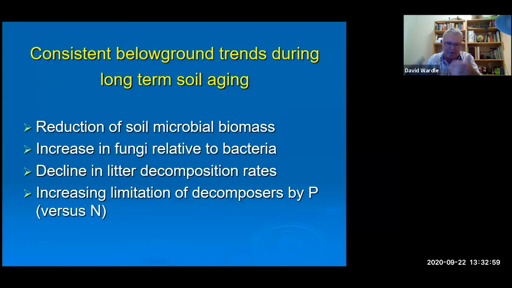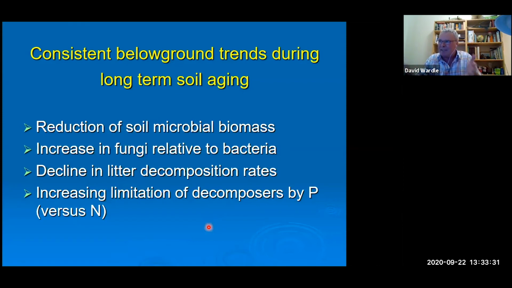Now, we also have corresponding effects below ground. We've done quite a number of studies along this line in the last 15 years. I won't give any data, I'll just summarize what we generally find. And that is that as the soils age and plant biomass declines, we get a reduction of the soil microbes, the bacteria and fungi that carry out decomposition. Increase in fungi relative to bacteria. Fungi are associated with nutrient-limited conditions. Declines in litter decomposition. Leaves break down more slowly. And increasing limitations of decomposers by phosphorus relative to nitrogen.